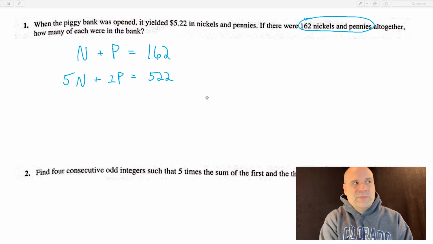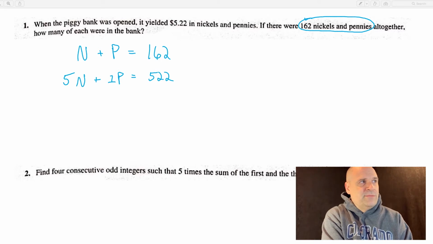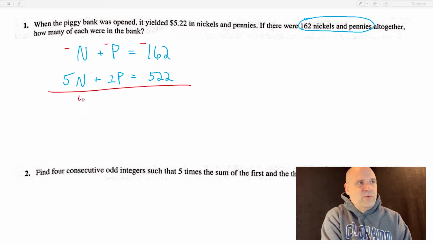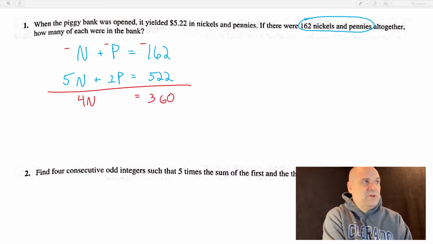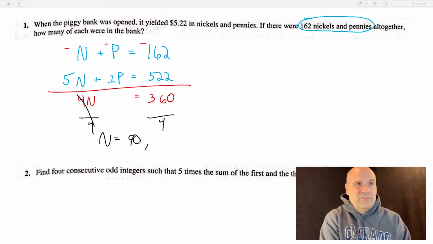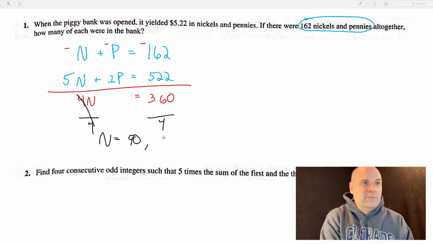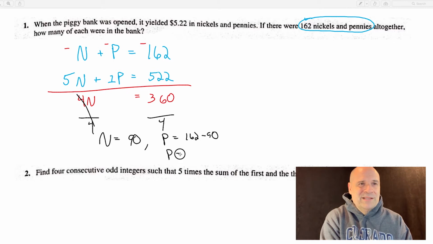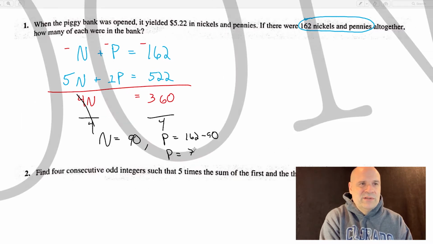I'm going to just do elimination, because look what happens if I do elimination. If I just negate everything, then I can add them together and I get 4n plus nothing equals 360. Solve for n, divide by 4, divide by 4. N equals 90. So if there are 90 nickels, how do you figure out how many pennies you have? If there's 162 altogether, the number of pennies is going to be 162 minus 90. So pennies equals 72.